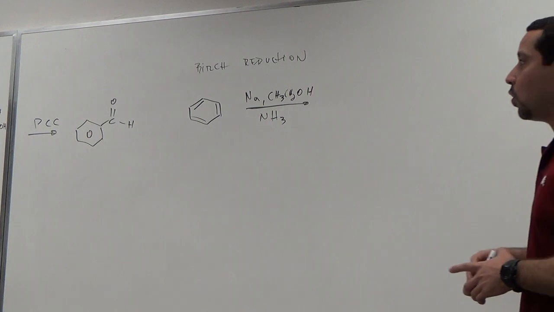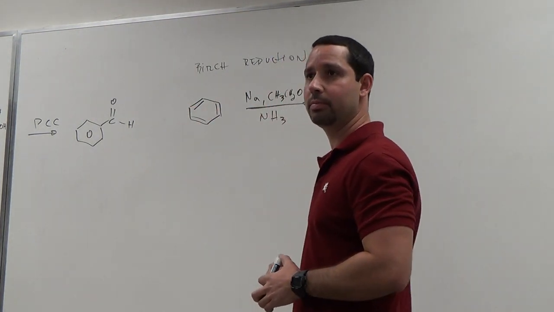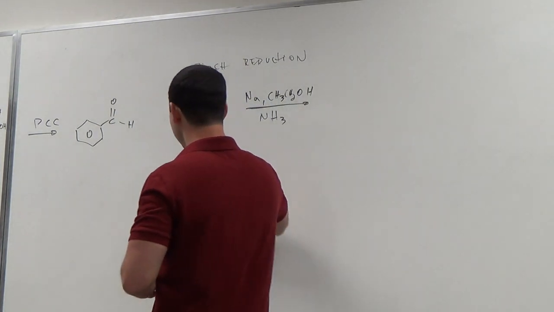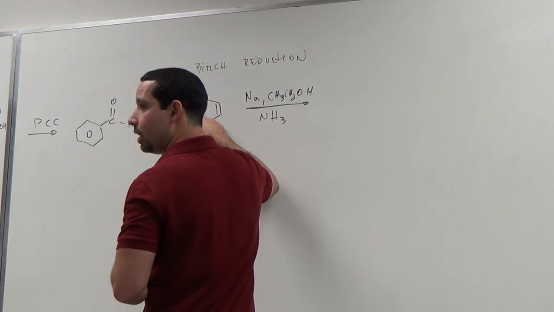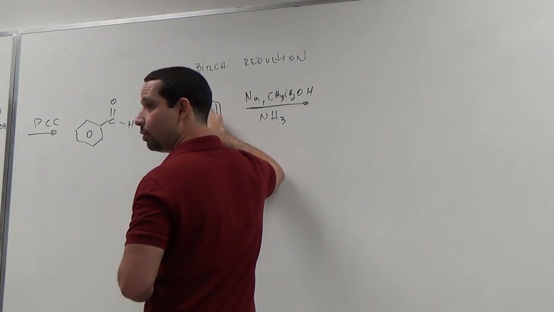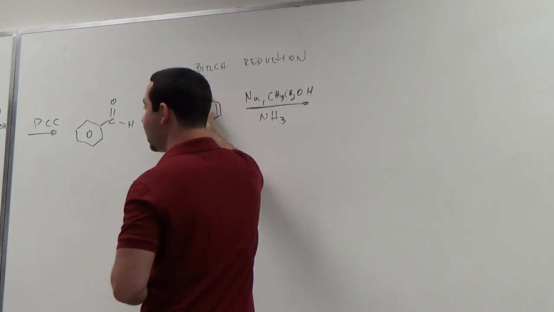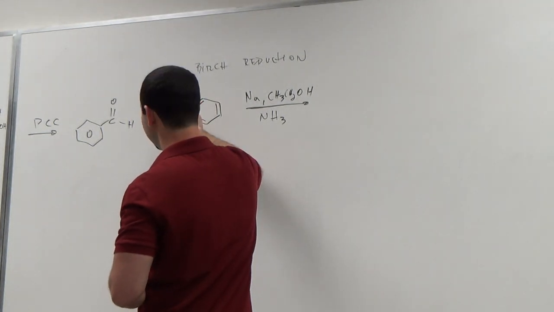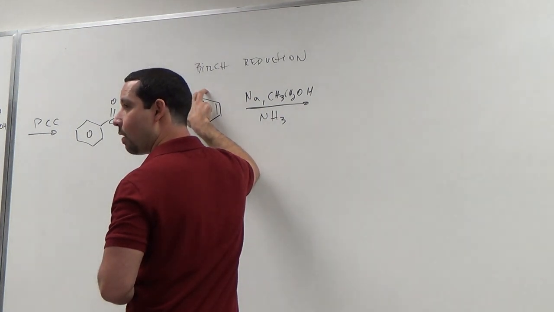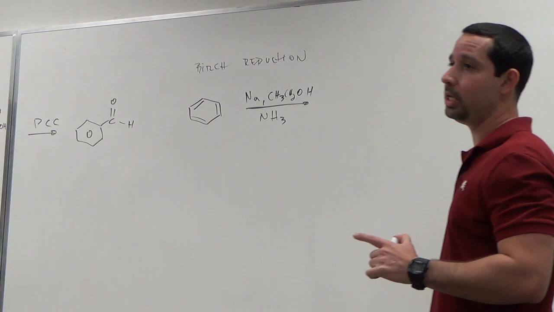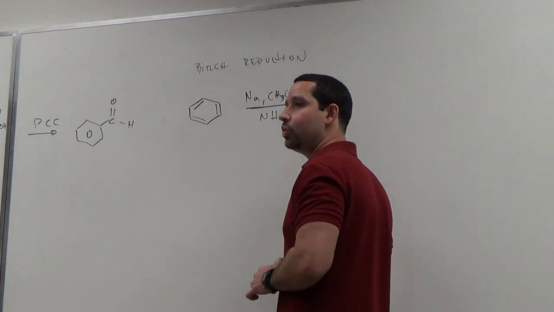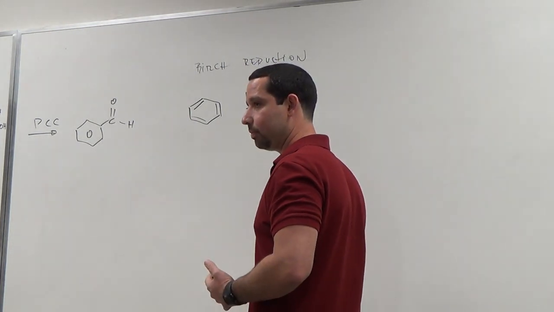The sodium is going to give an electron, and when it gives an electron, what is going to happen? The electron will react with one of these two, and there will be two electrons on one side and one electron on the other side. These two will be negatively charged. Negatively charged will be basic. And what is a basic thing going to do? It is going to pull a proton from somewhere.